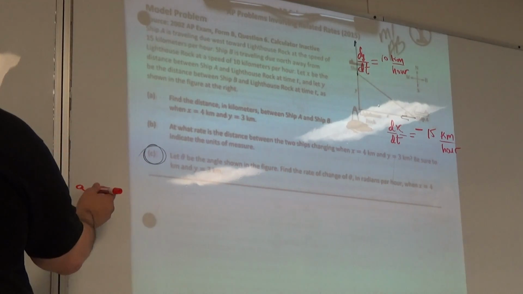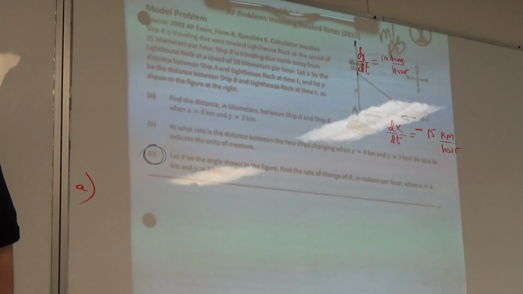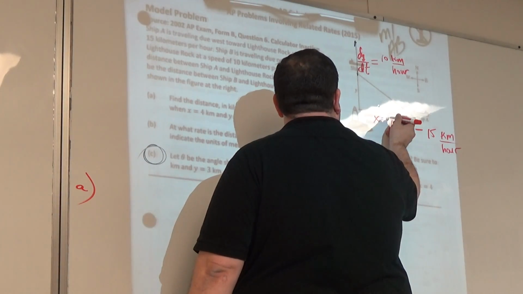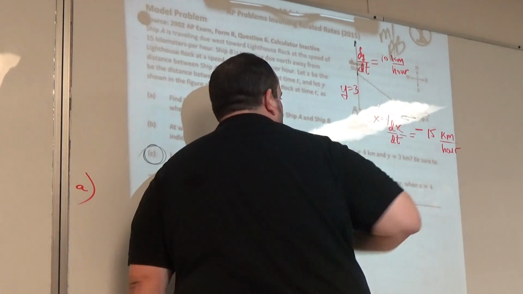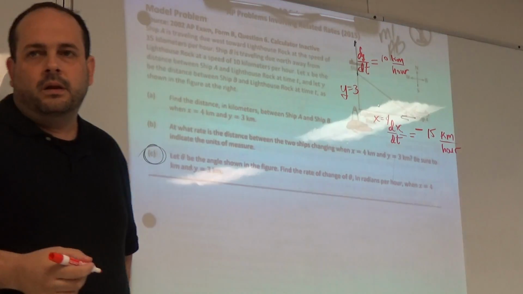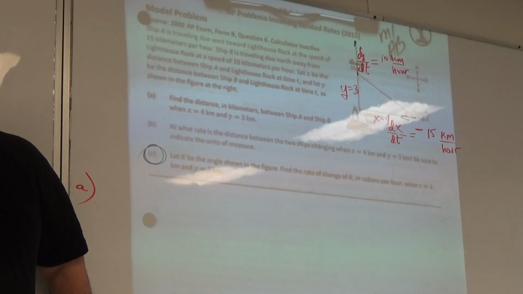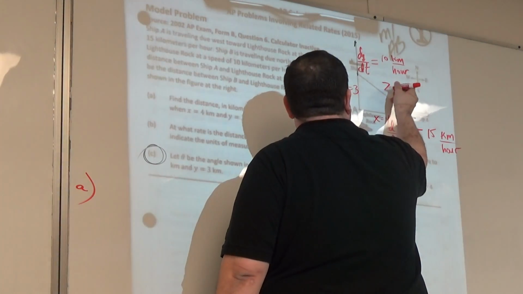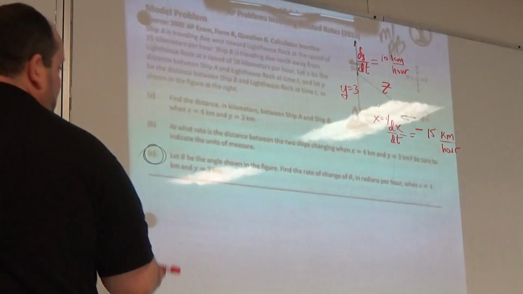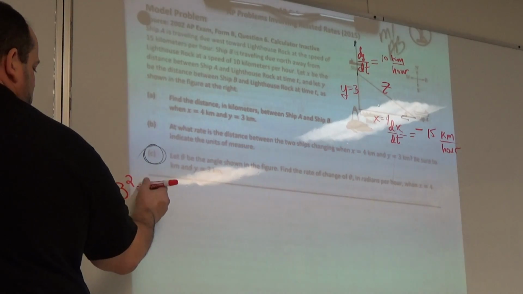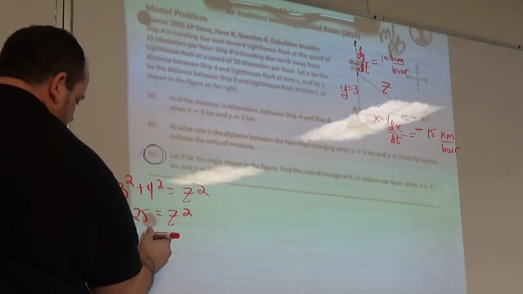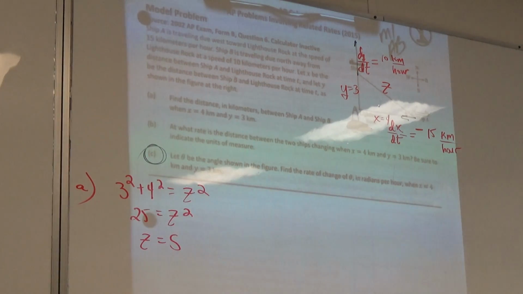So let's look at part A. Part A, find the distance in kilometers between ship A and ship B when x equals 4. So if x is equal to 4 and y is equal to 3, how am I going to find the distance? Jasmine, what are you going to do? You're going to do the Pythagorean Theorem. Right? Not even a calculus question right now. It is just a question of what is this distance here, which I'll call z. If I use the Pythagorean Theorem, I can say that 3 squared plus 4 squared is equal to z squared. What is that, 25? So z is going to be equal to 5.